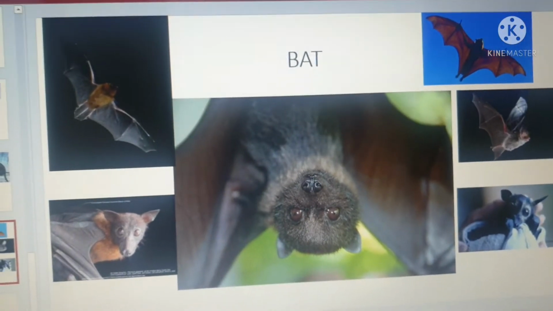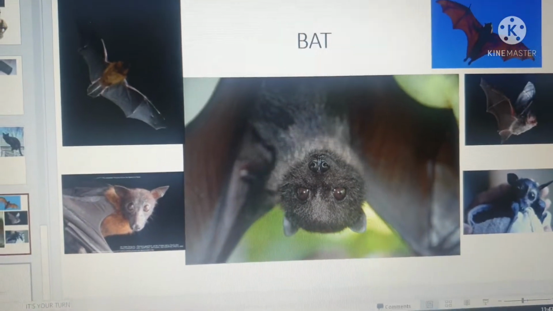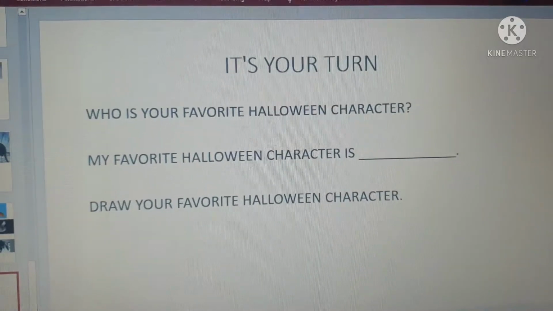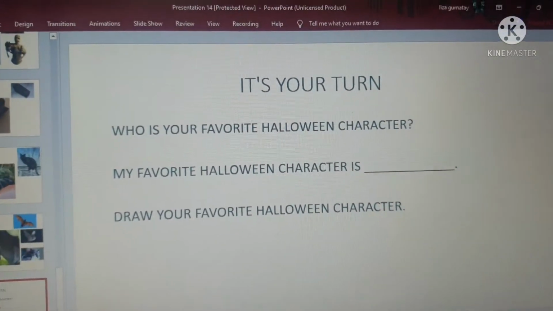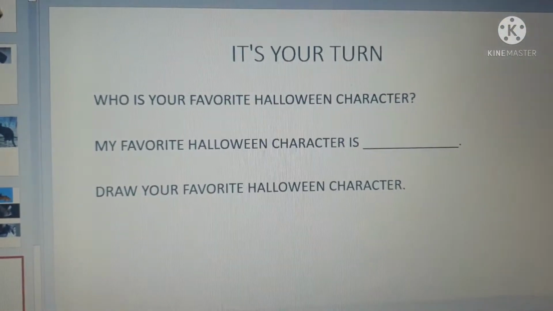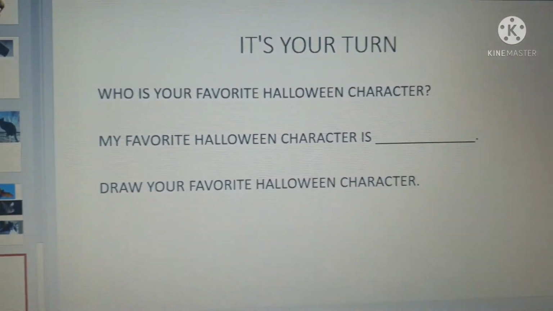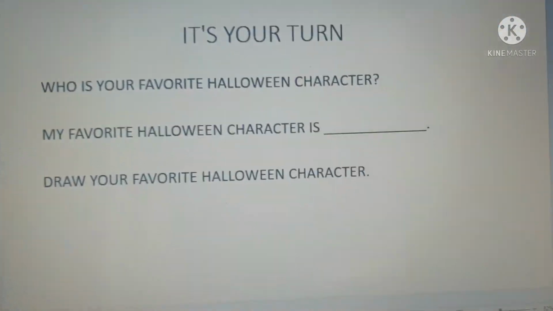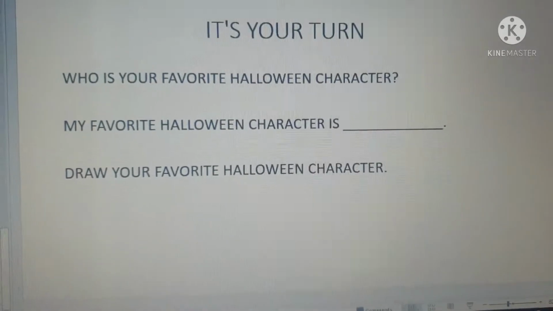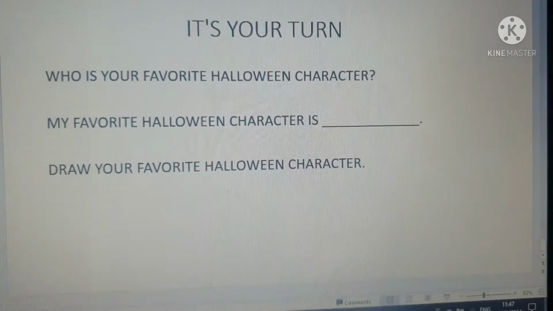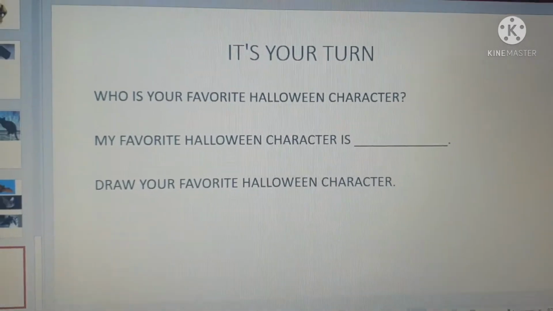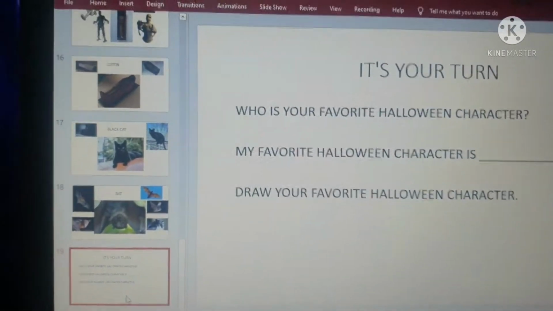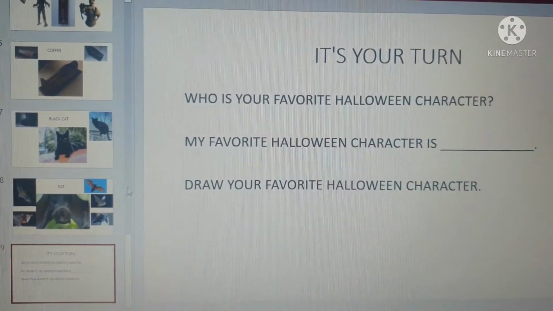A bat. Okay. So very common, right? And then you can let your students answer and draw their favorite Halloween character. But you have to ask first, who is your favorite Halloween character? So my favorite Halloween character is blank. And then draw your favorite Halloween character. Okay, so they have time to draw, because kids really love to draw and color. So it's always nice to give them a chance to do something that they really love.